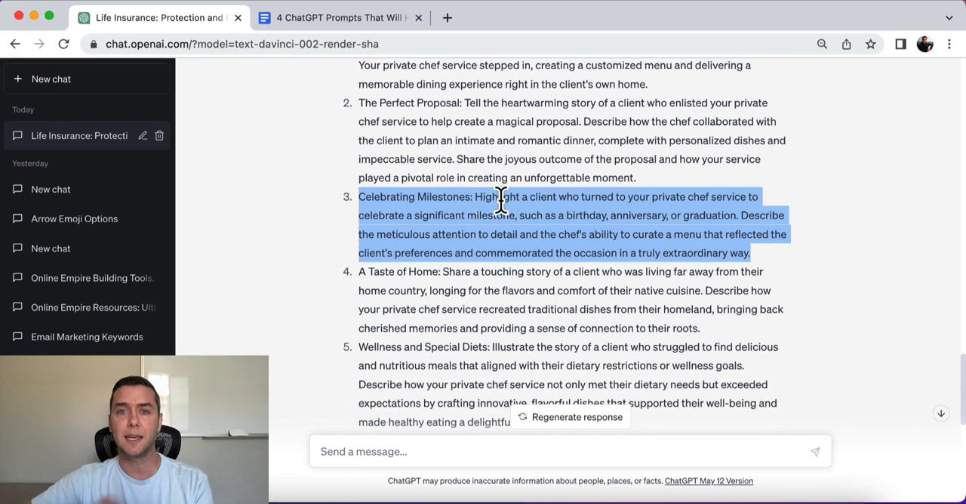Celebrating milestones. Highlight a client who turned to your private chef service to celebrate a significant milestone such as a birthday, anniversary, or graduation, right? All of these stories should be on your website. They should be on your social media pages. They should be on your landing pages, right?